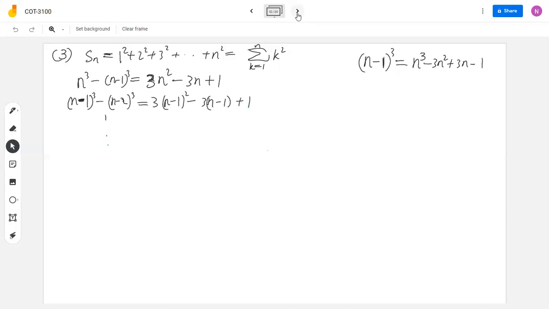So the last term is 1 cubed minus 0 cubed equals 3 times 1 squared minus 3 times 1 plus 1. Okay, now we sum them together. We are going to cancel this, cancel this, cancel that. So we are left with n cubed on the left-hand side. And on the right-hand side, we have 3 times the summation k equals 1 to n of k squared.